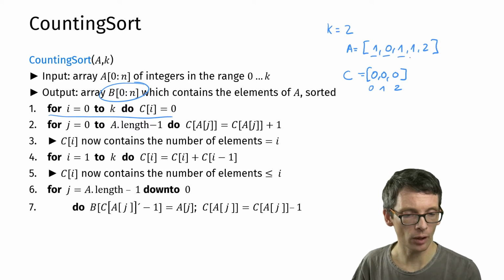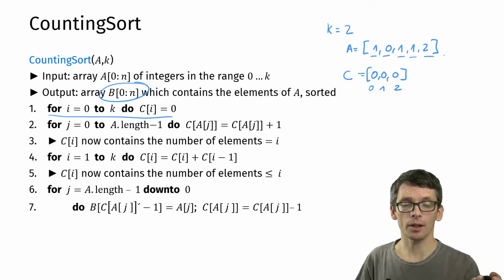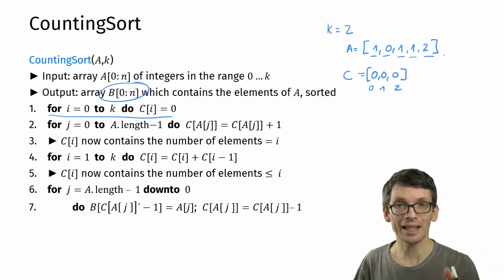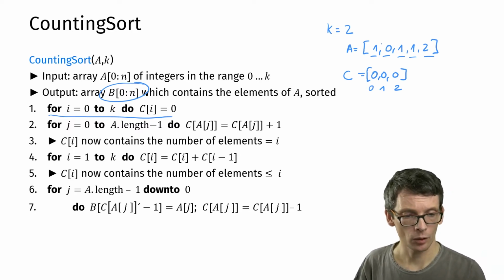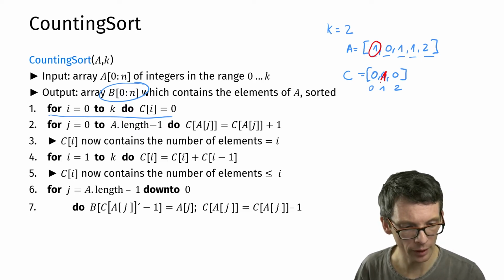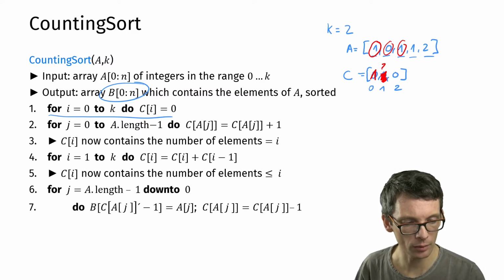So we're looking at all elements of A, and for each number that we see there, we increase the corresponding number in C by 1. So for this 1 here, we're going to write a 1 here. For this 0 here, we're going to write a 1 here. For this 1 here, we're going to increase by 1 here, so we get a 2. For this one, we're going to increase this by 3. And for that 2, we're going to write a 1 here.